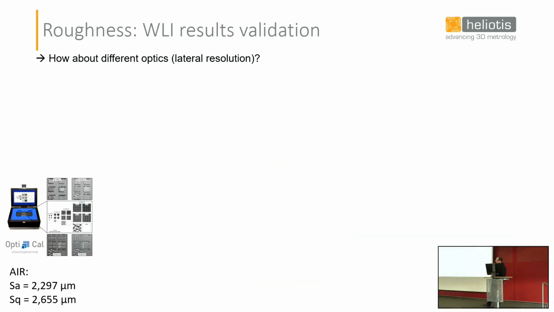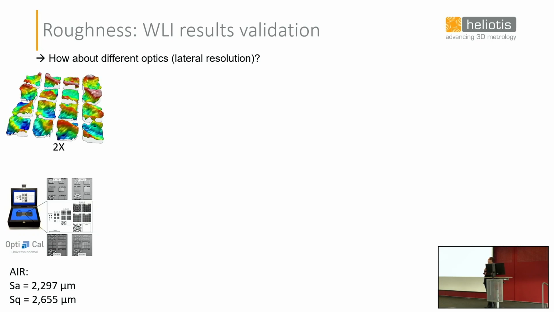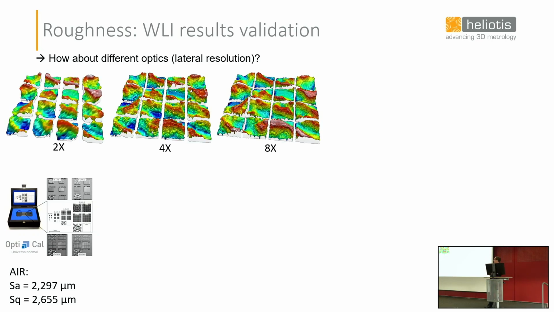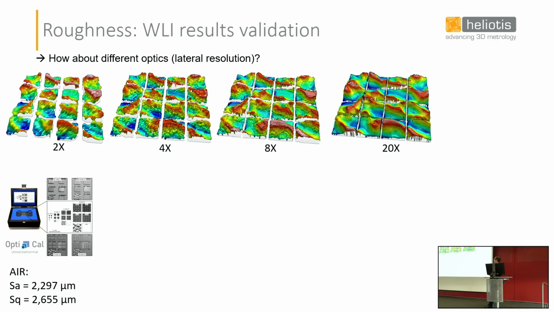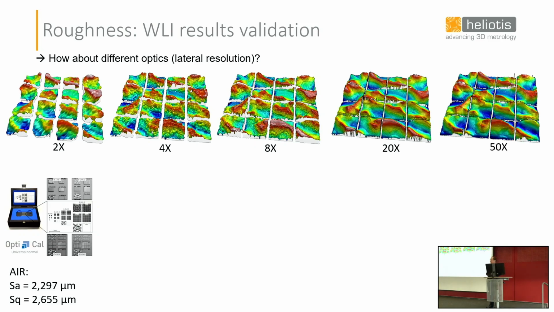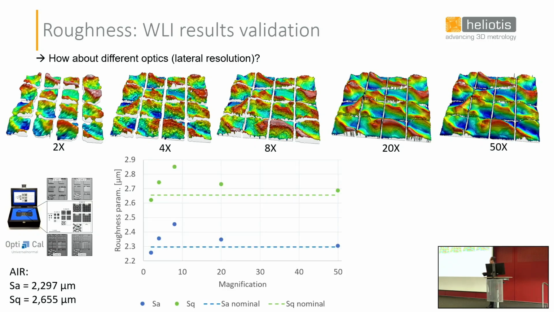Now, you have to consider the measurability of such artifacts as well. For example, what happens if you now start changing lateral resolution? That happens at 2 times, 4, 8, 20, 50. You can see by eye how the data is resolved better and better. So now, to your surprise, you will see that roughness values are actually estimated correctly for all the optics.